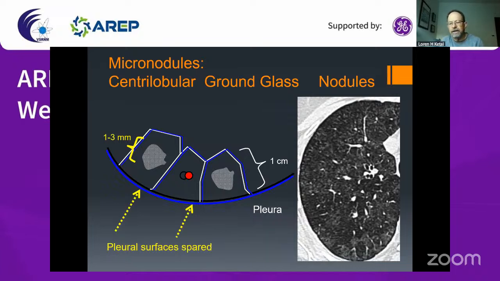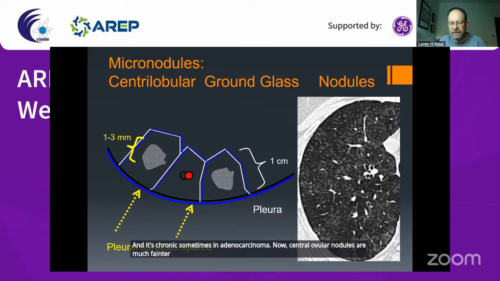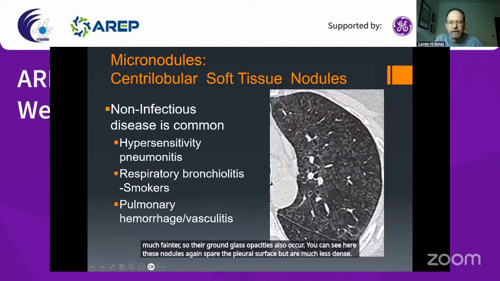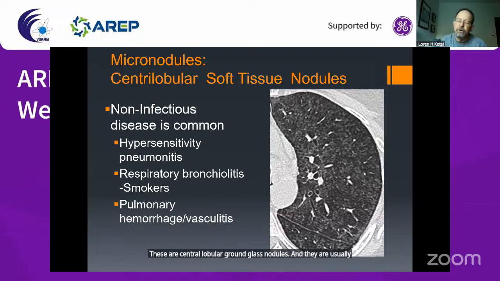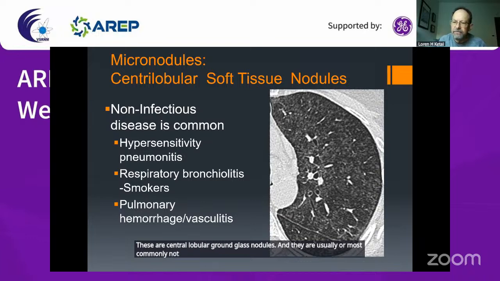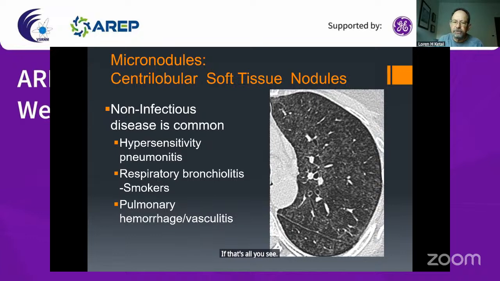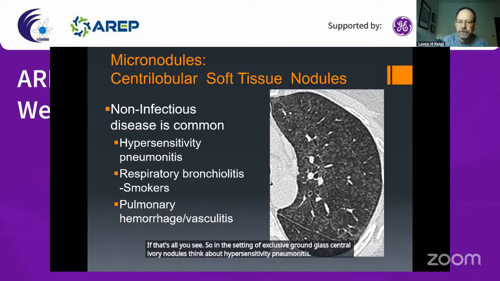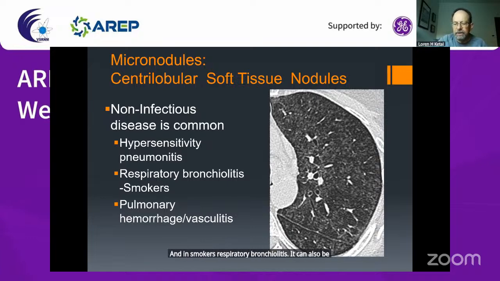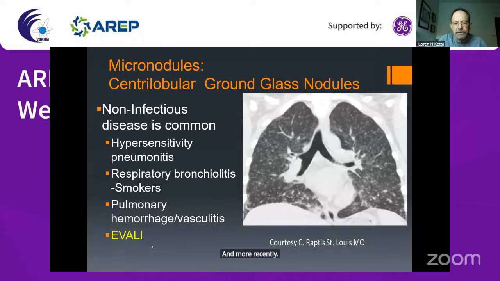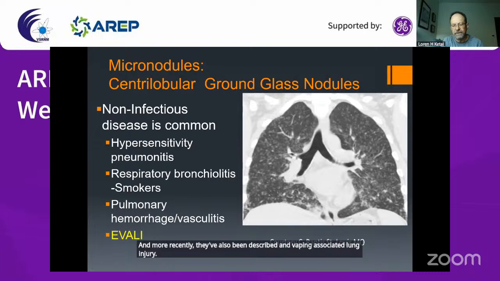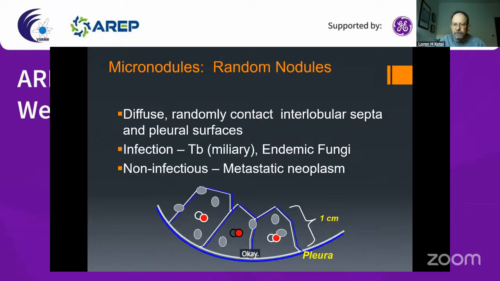Now, central lobular nodules that are much fainter, so their ground glass opacities, also occur. You can see here, these nodules, again, spare the pleural surface, but are much less dense. These are central lobular ground glass nodules, and they are usually, or most commonly, not infectious in origin, if that's all you see. So in the setting of exclusive ground glass central lobular nodules, think about hypersensitivity pneumonitis and in smokers, respiratory bronchiolitis. It can also be seen in pulmonary hemorrhage, and more recently, they've also been described in vaping-associated lung injury.